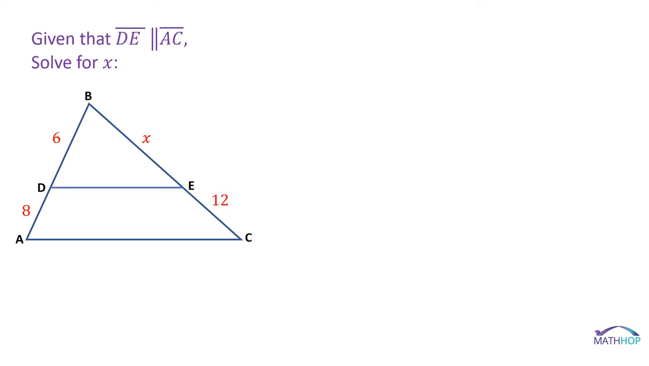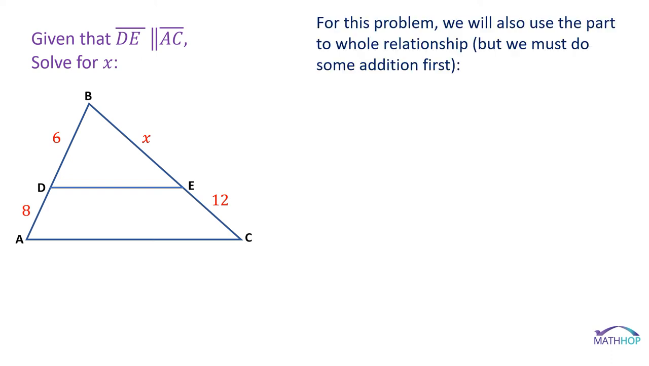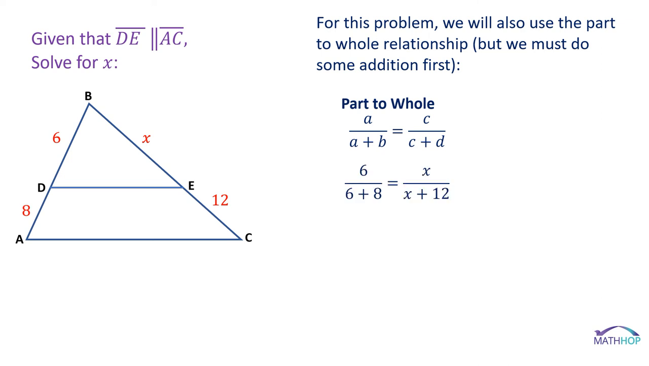Now, this one I would probably set up as part to part, and you should set this up as part to part if you were going to do it. But I'm just going to show you that you could do part to whole. If for some weird reason you had to do part to whole, or your teacher said, do part to whole because there's enough information, fine, you could do it. If we use part to whole, we have to do some addition first. We're going to say 6 is to the whole. We don't have the whole, so we actually have to add these, right? 6 is to 6 plus 8 as x is to x plus 12.